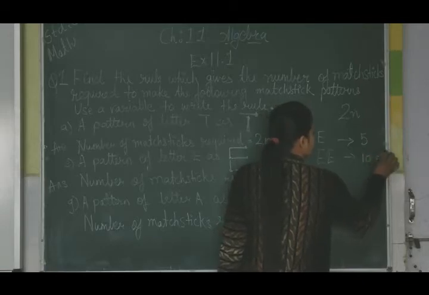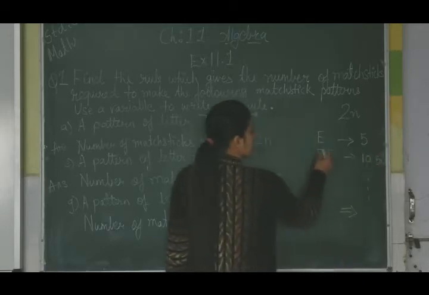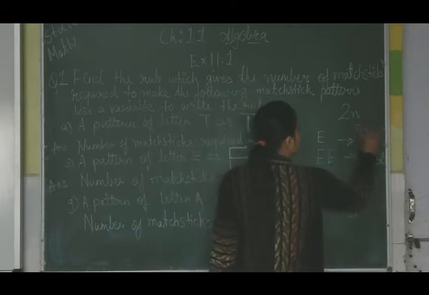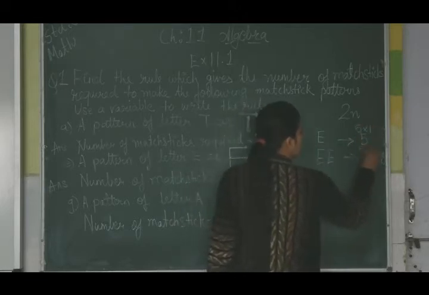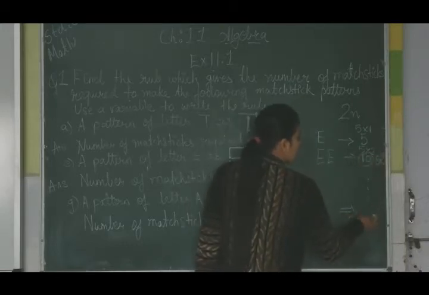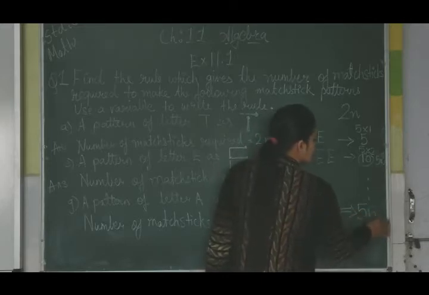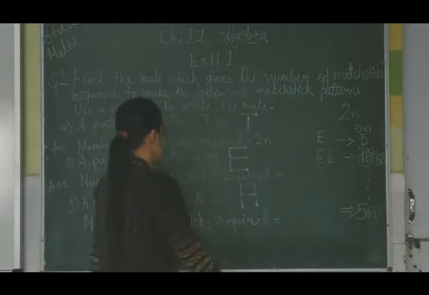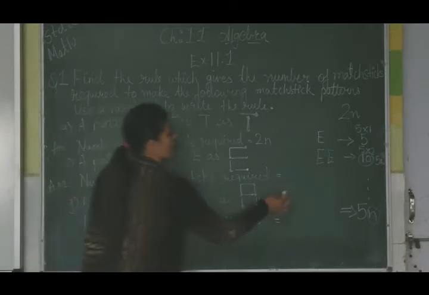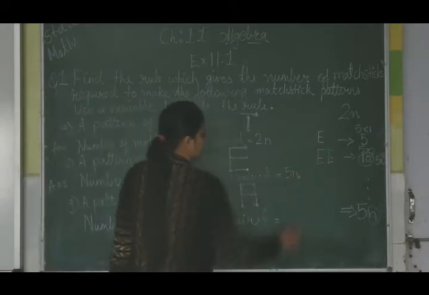If 1, then 5 multiplied by 1. If 2, then 5 multiplied by 2, that is equal to 10 we are getting. So we have to multiply by 5. So 5 and here n. N is a variable. So here the number of matchsticks required will be 5n.